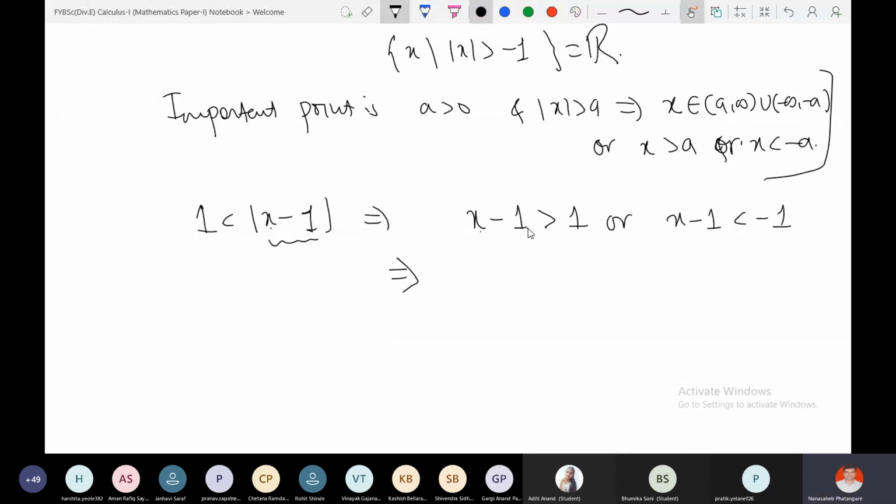That means x minus 1 is greater than 1 is equivalent to saying that x greater than, and the other is equivalent to saying that x less than, what?